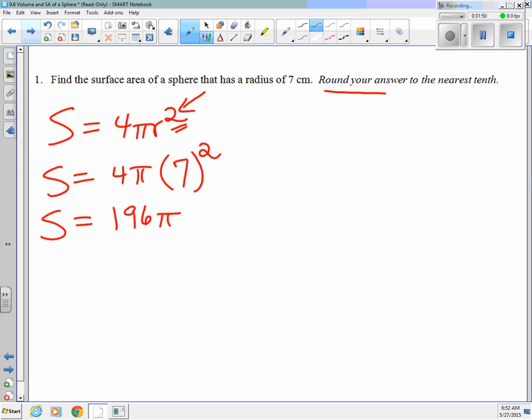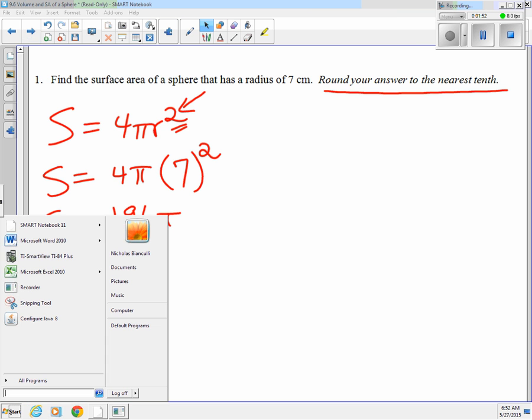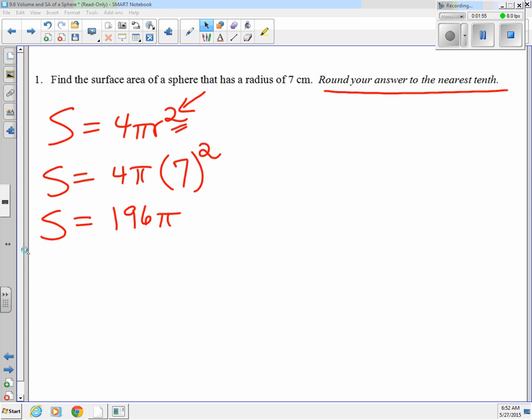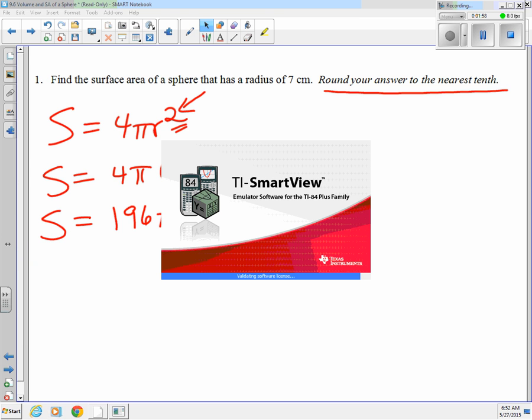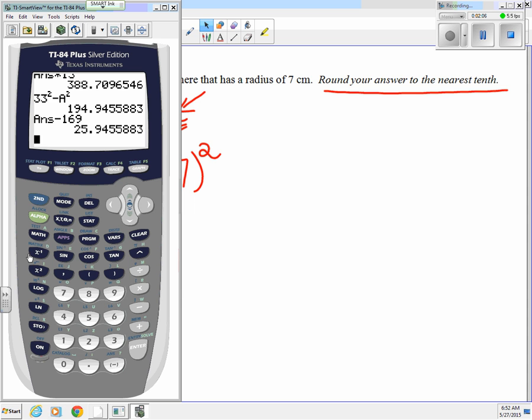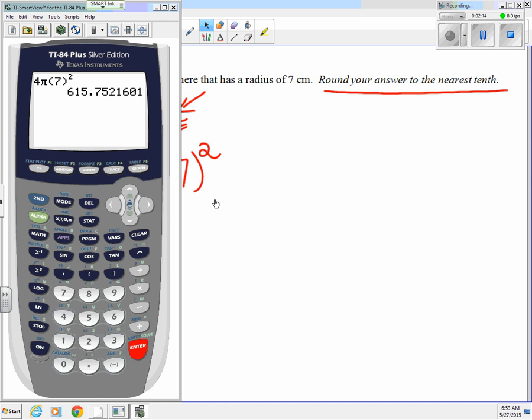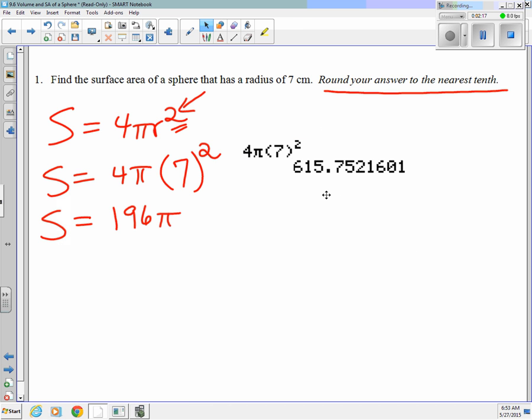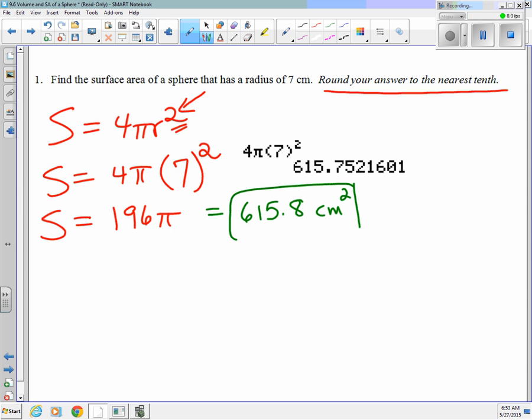But they asked me to round my answer to the nearest tenth. So I'll get out my trusty calculator here. Okay, so we're clearing that. So I have 4 pi times 7 squared, and that is equal to 615.75. And if I'm rounding that to the nearest tenth, that would be 615.8. And my units would be centimeters squared. This is the outside surface area, like if you were painting the sphere.